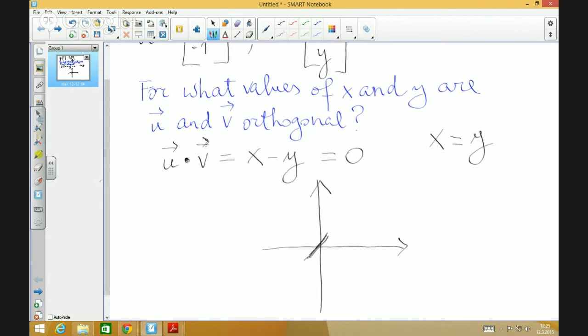I can't actually, so I'll make it thicker. So it goes through the origin. Okay, so that's the line which is described by x minus y equals 0. It says x and y must be the same.